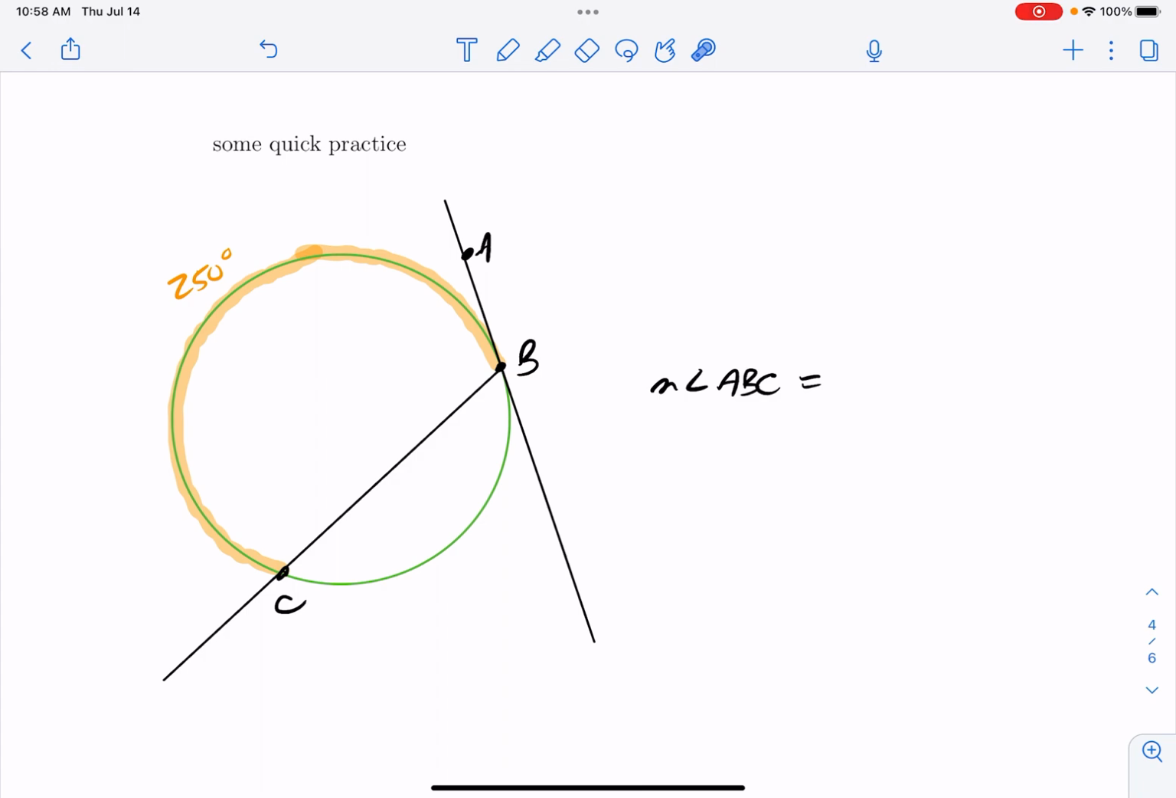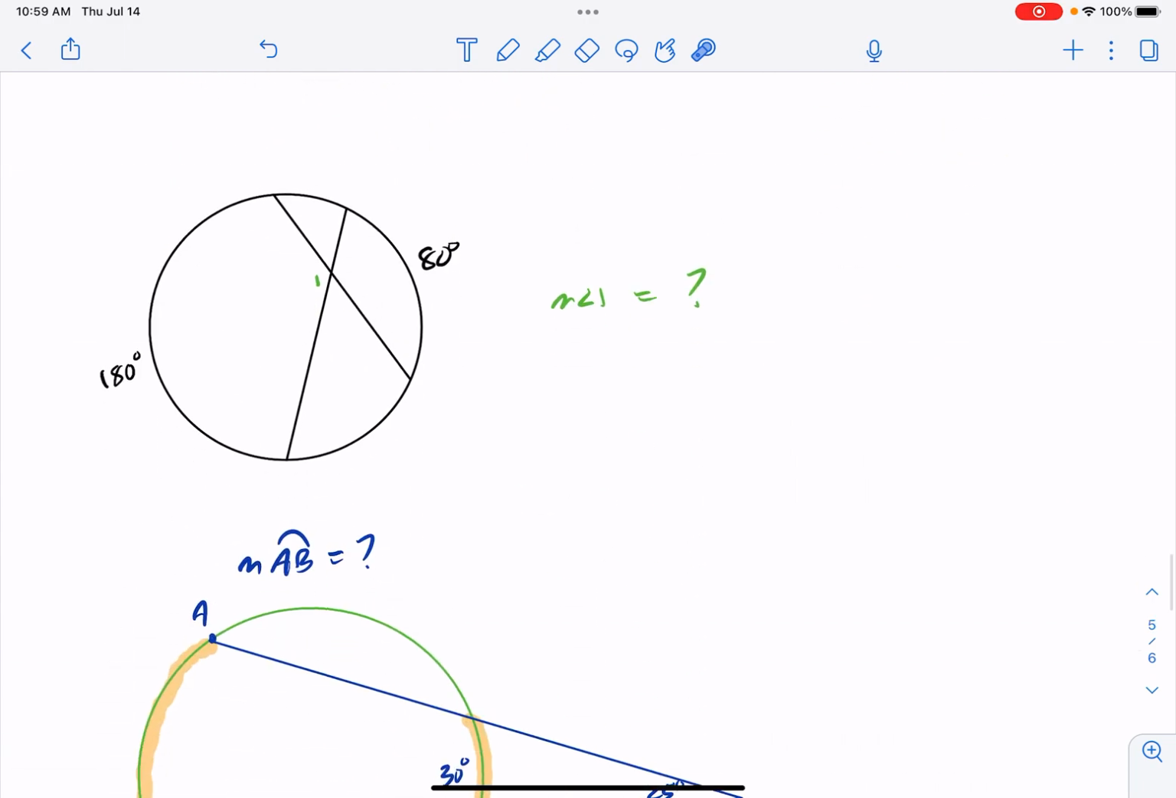So in a case like this, how would we find the measure of angle ABC? Well, it's formed by a tangent and a secant. The intercepted arc is 250. So what's the rule? For all of these, pause before I reveal the answer. Well, it's 1/2 the measure of its intercepted arc, and that's 125, which looks plausible from my picture.